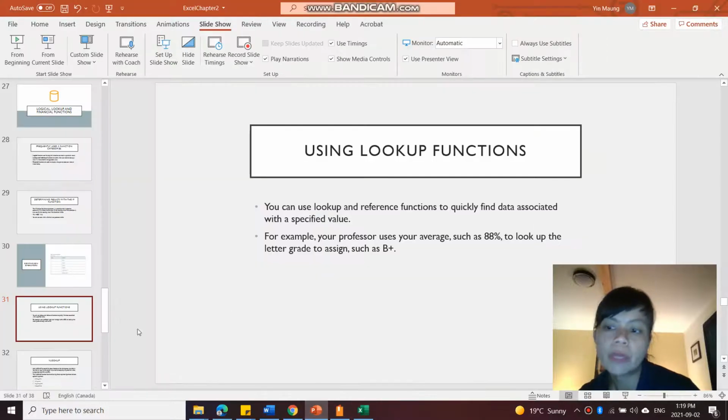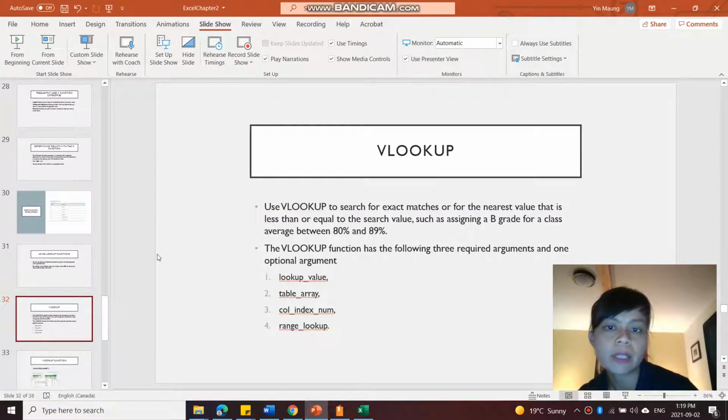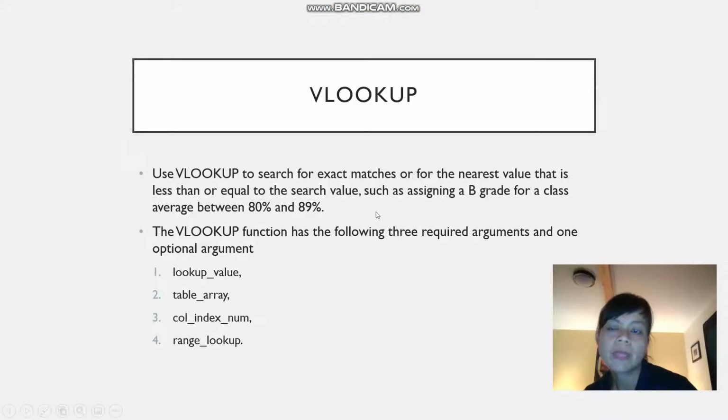Oh, but before we use the lookup function, let's look at the VLOOKUP first. All right. So use the VLOOKUP to search for exact matches or the nearest value that is less than or equal to the search value, such as assigning a B grade for a class average between 80 and 89.